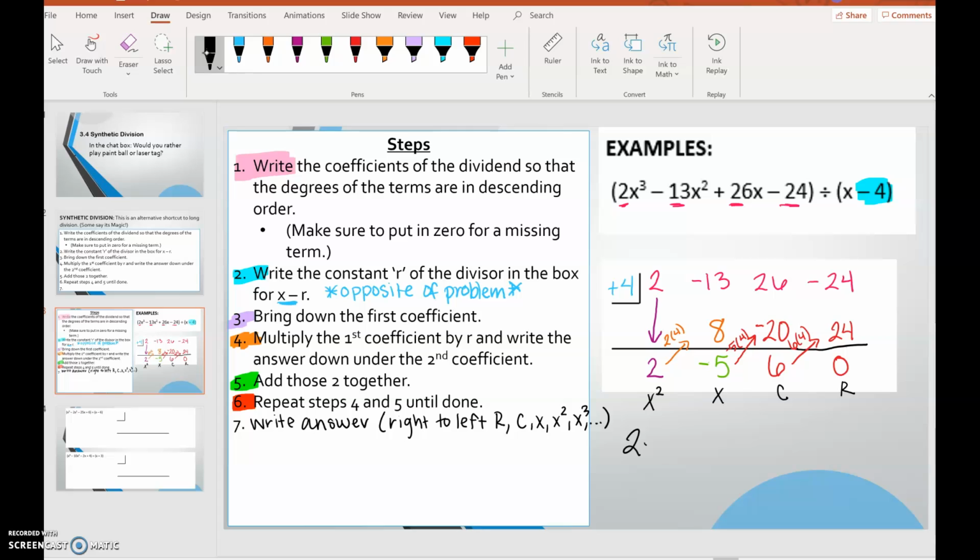So our final answer is 2x squared minus 5x plus 6, and our remainder is 0, so we don't need to write it. This is our answer. So all of this, divided by this, is this answer right here.